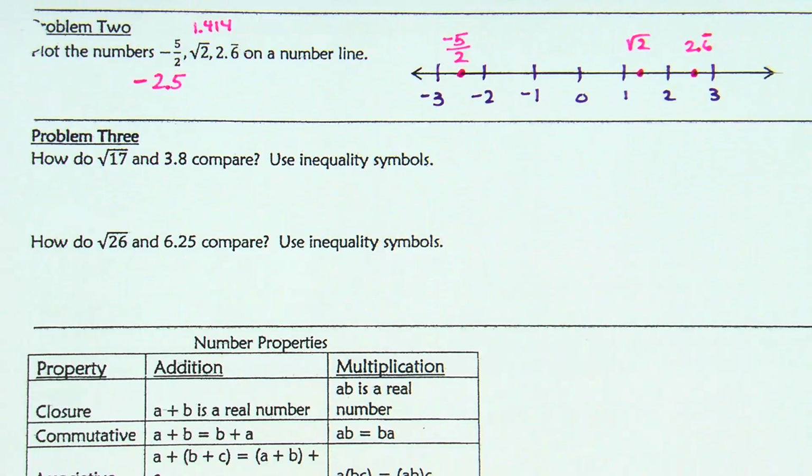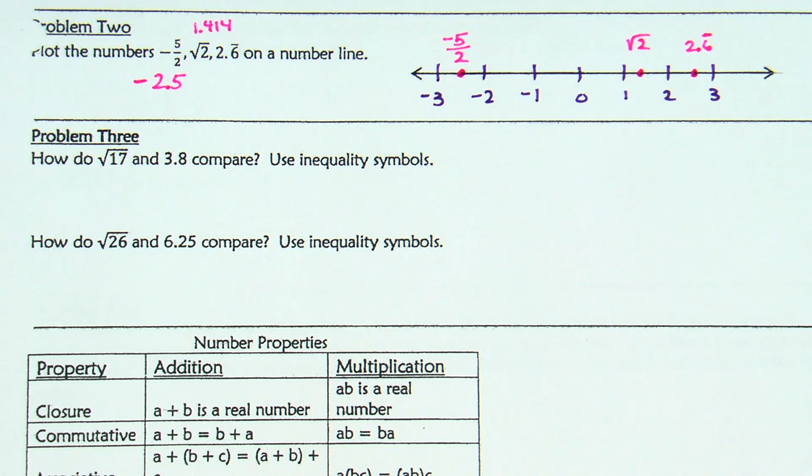Okay, example 3. Again, I'm going to suggest we don't pick up the calculators yet. It's not that you can't check yourself, but how do square root of 17 and 3.8 compare? So just thinking about the square root of 17, I don't know this one off the top of my head, but I can tell you what whole number it's closest to. Can we agree there?